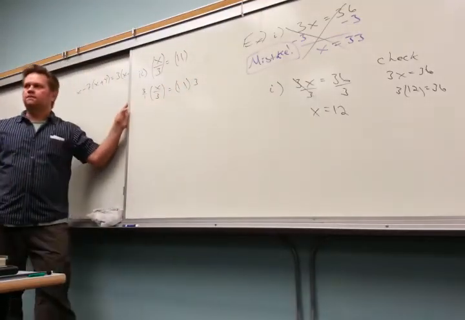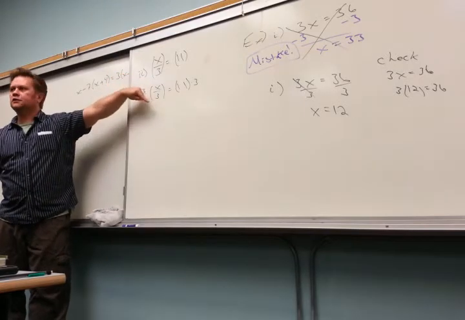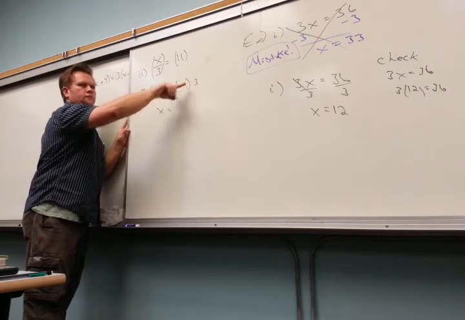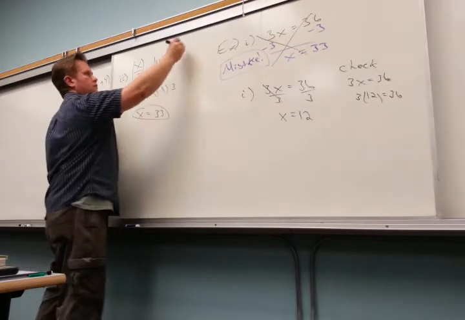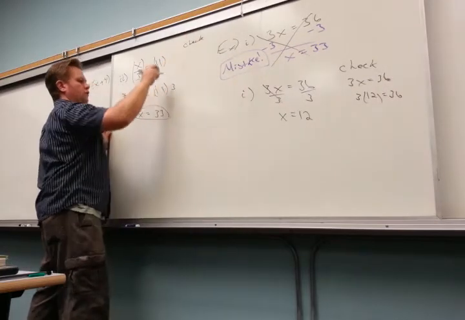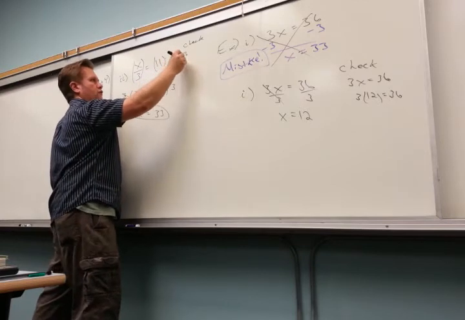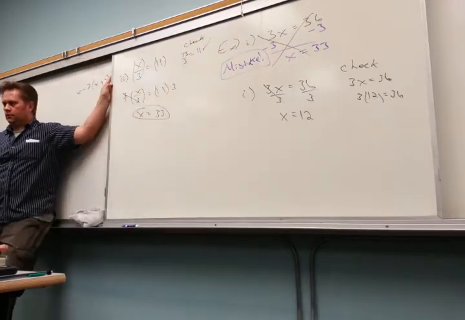Multiply by 3. What happens on this side? The 3's cancel, right? So x equals 33. Check. X over 3, I think x is 33, so let me plug it in. 33 over 3, is that 11? Yes, I'm right. Sweet.